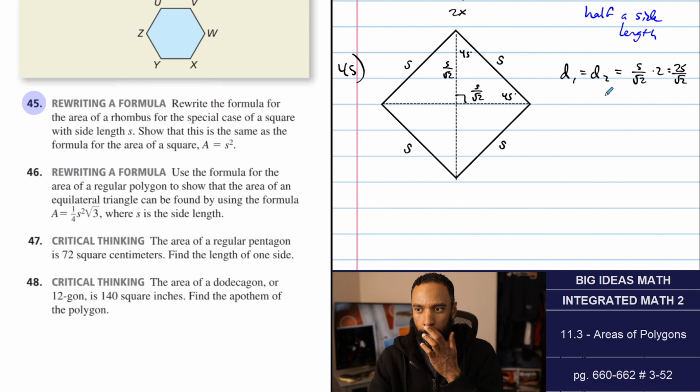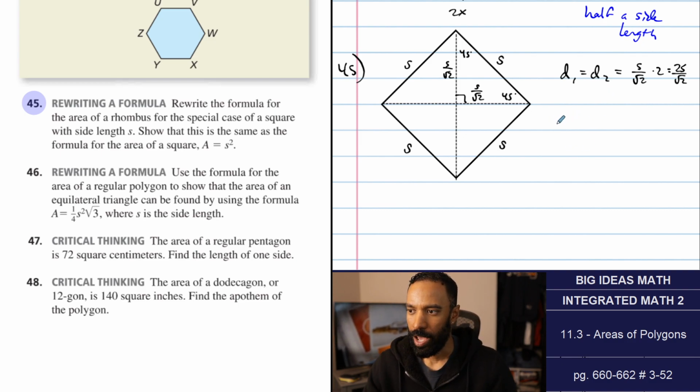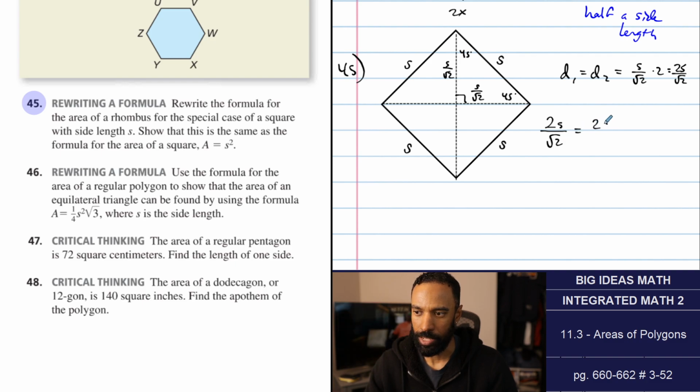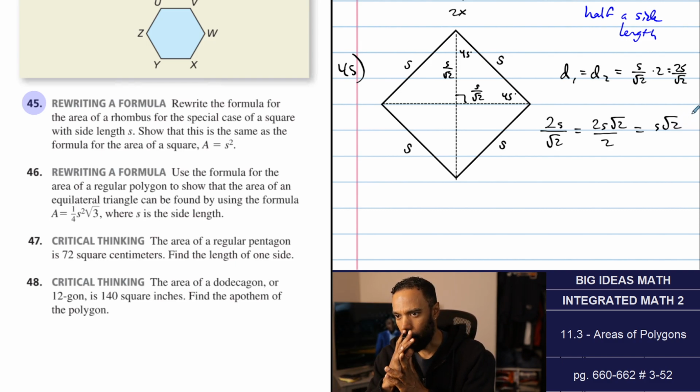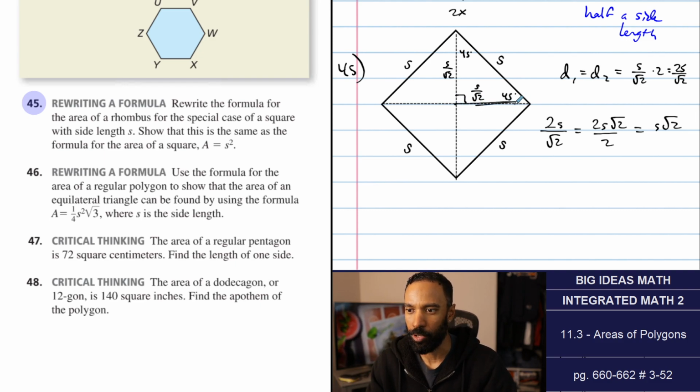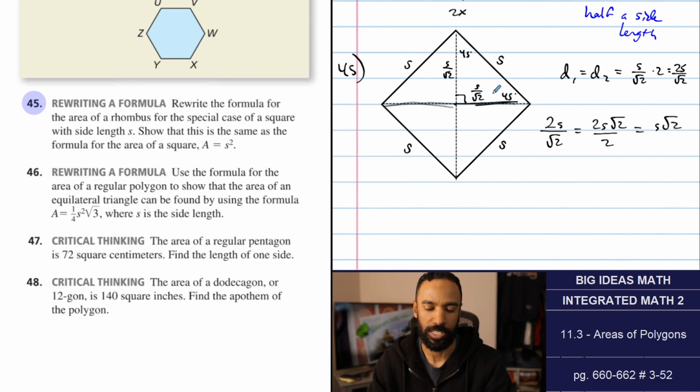I think I do want to simplify that, though. So that's, hold on, 2S over root 2. If you rationalize the denominator, that's 2S root 2 over 2, which is S root 2. So each, wait a minute. Oh, yeah, that makes sense. I was going to say, wait, that can't be longer, but it's the whole length. The whole length is S root 2.